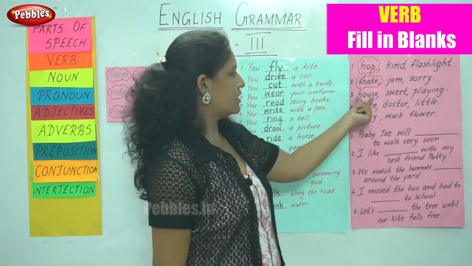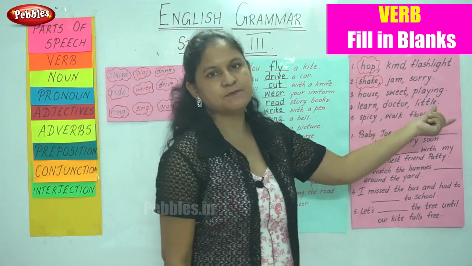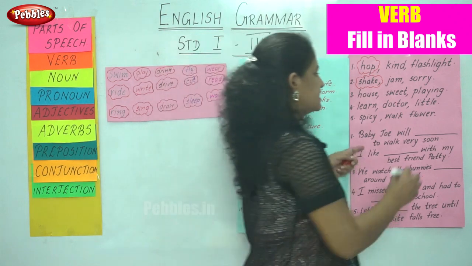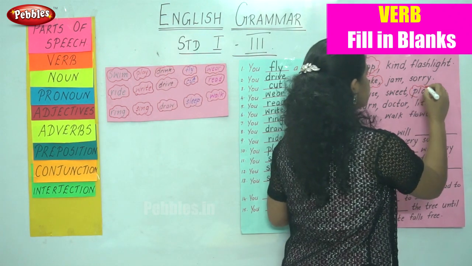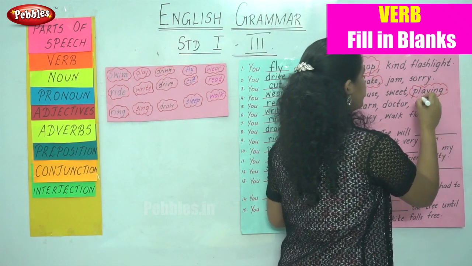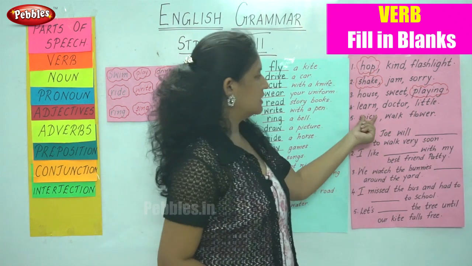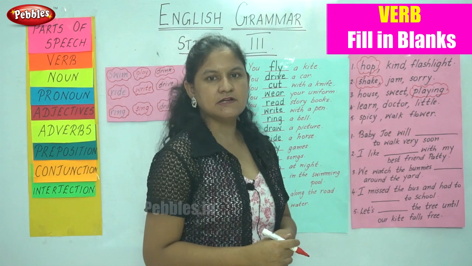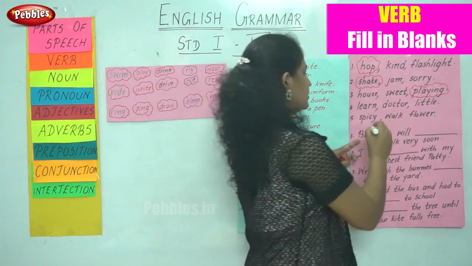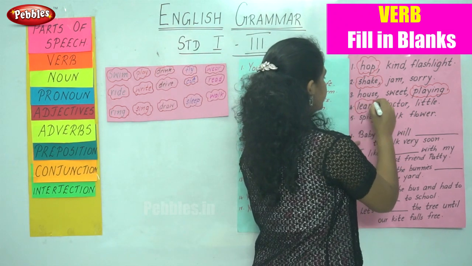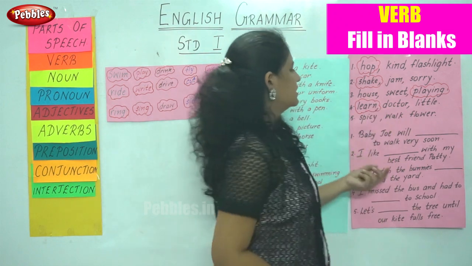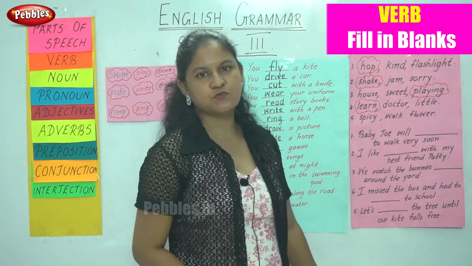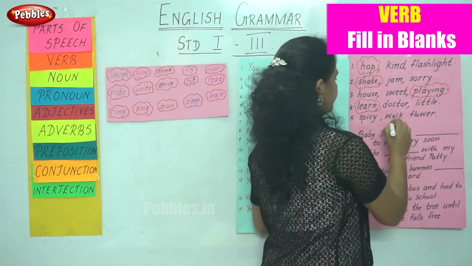Next, house, sweet, playing. So what becomes the action word? The word playing is the verb or the action word. Learn, doctor, little. So the word learn is the action word or the verb. Spicy, walk, flour. So the action word is walk.